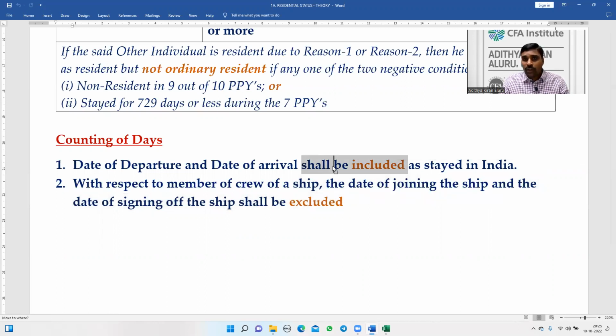The more days we include, the more the chance of becoming a resident. The fewer days included, the less the chance of becoming a resident. So be careful. For other categories, date of departure and date of arrival are included.